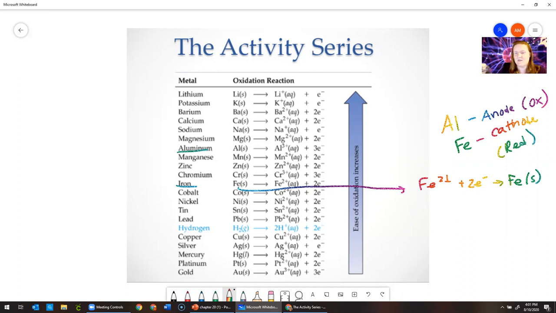But yeah, I could take some iron, dissolve it, and try to get Fe2+. And that could be my cathode. My anode would be aluminum, and it would form aluminum 3+. Relatively non-toxic, but I could make a battery that way. Okay, as long as I have a salt bridge.